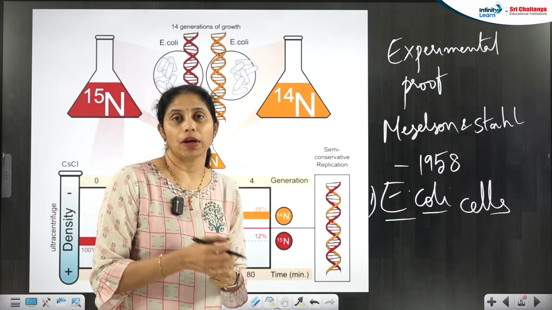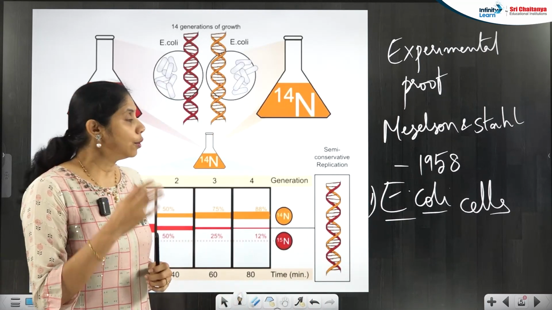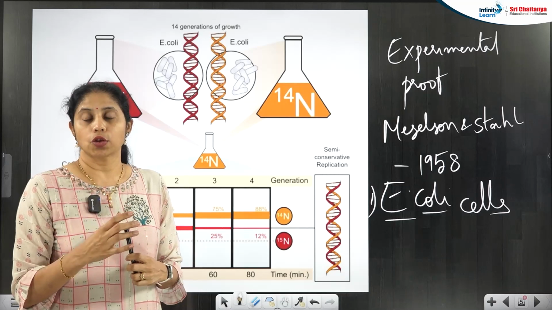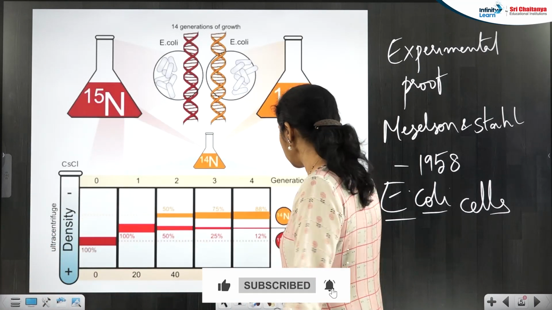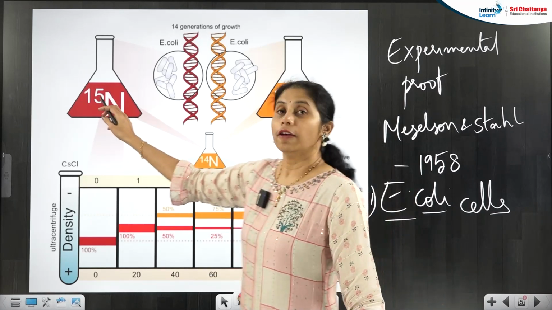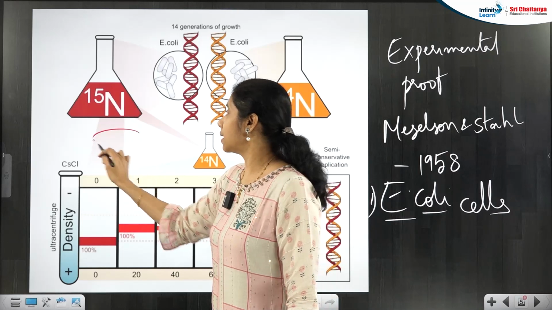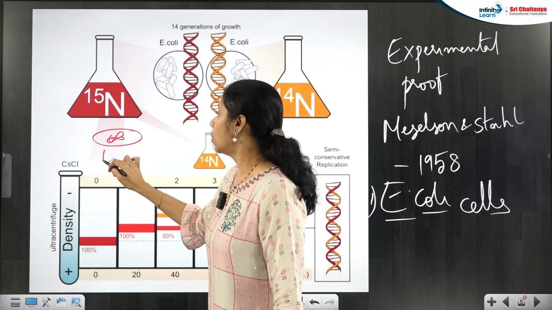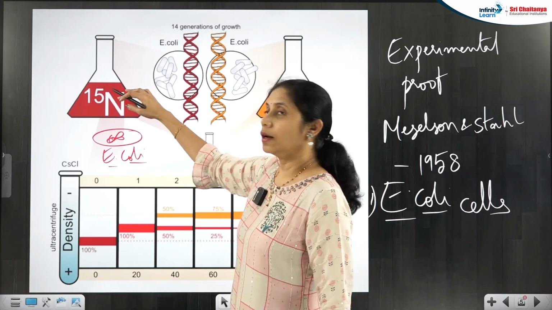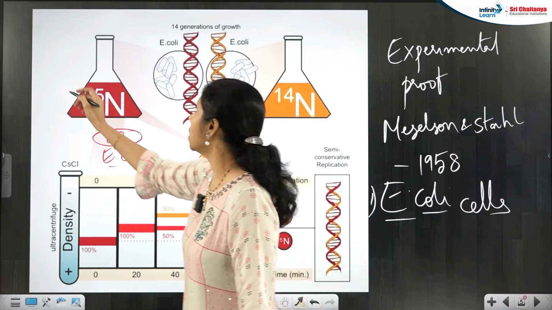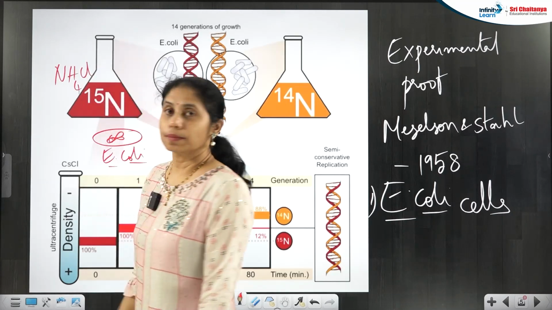coli cells will be having N14. Normal nitrogen is called N14. They took those cells and grew them in the N15 containing medium. All of you can see here, this red colored conical flask is the N15 containing flask. They have kept these E. coli cells in the N15 containing medium, and this medium is ammonium chloride, NH4Cl.